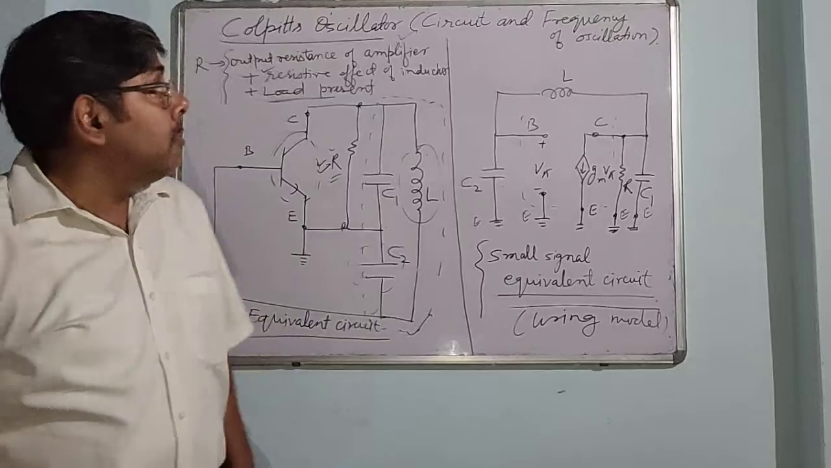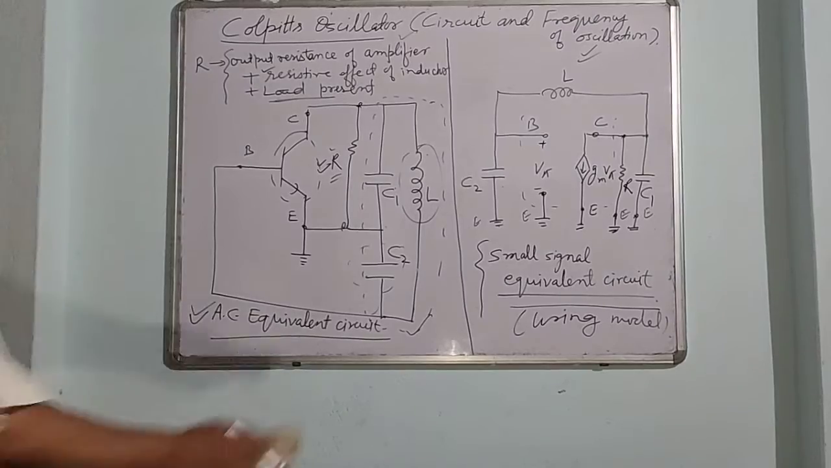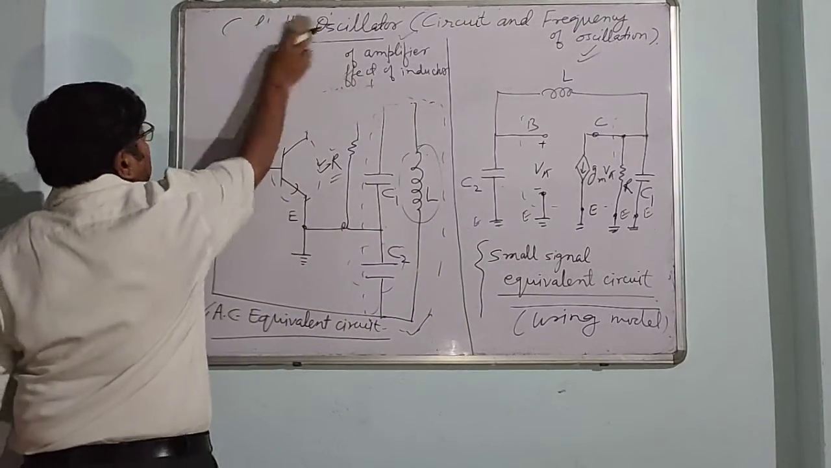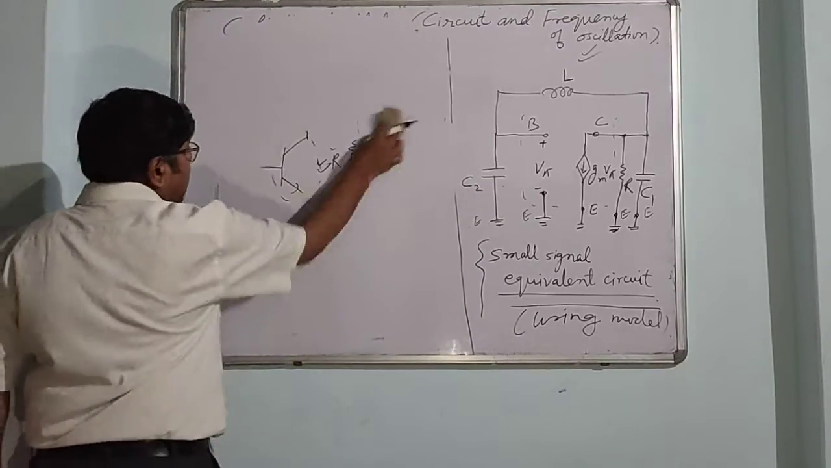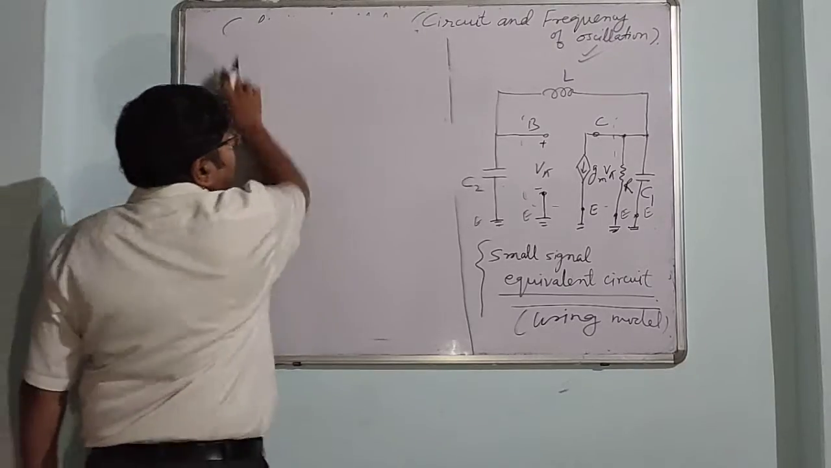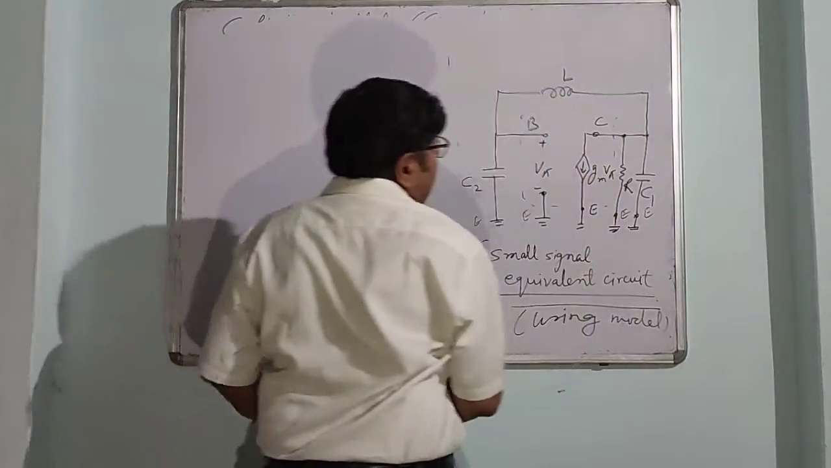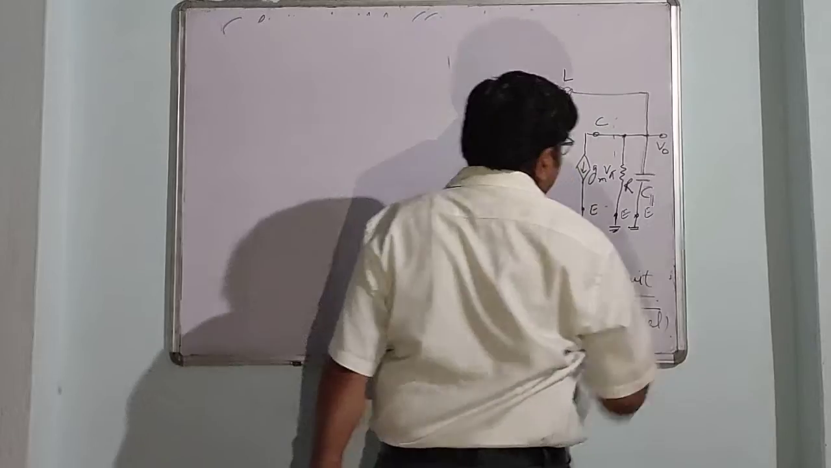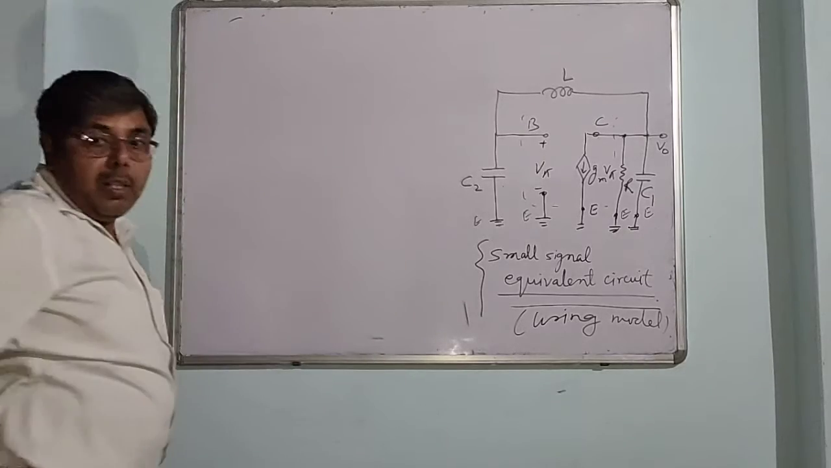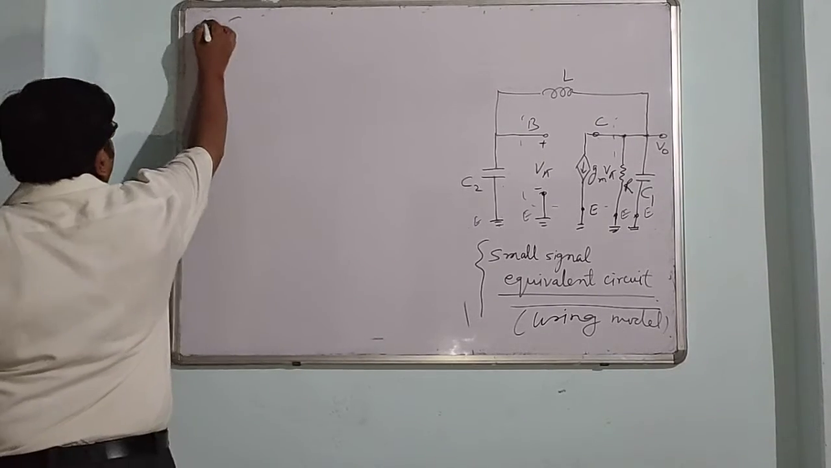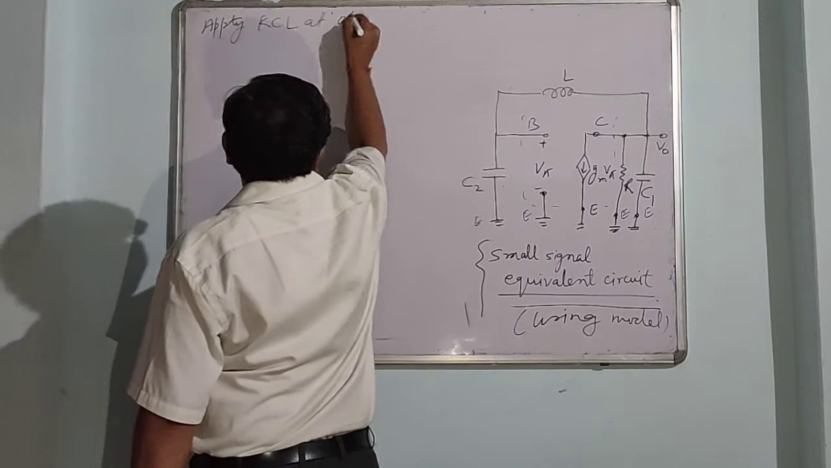So from this circuit we will derive frequency of oscillation for Colpitts oscillator. We will use this one for the derivation of frequency of oscillation. So rule is same, that is very similar to Hartley oscillator. In Hartley we have applied KCL at the output node. Similarly, this is the output node V0. So apply KCL at output node.